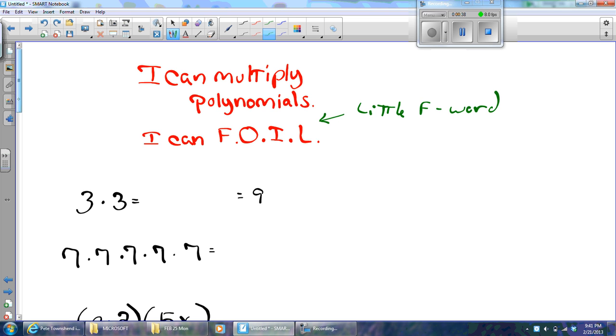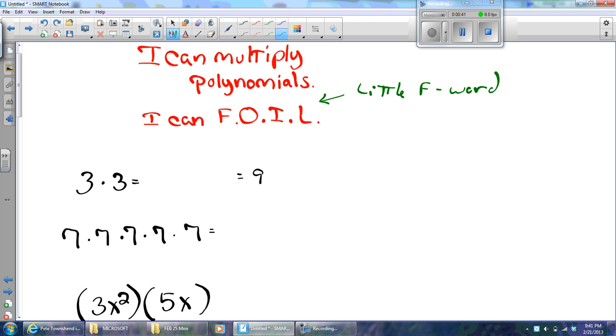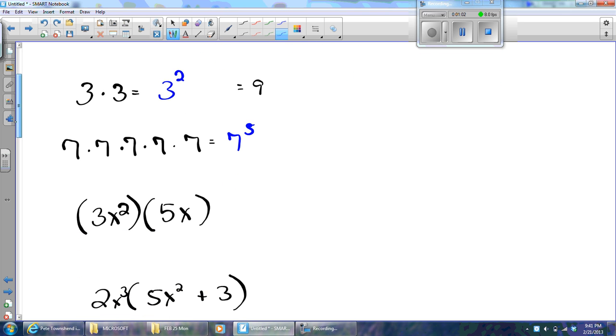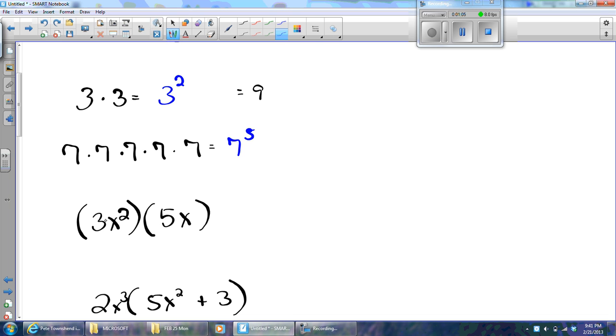Let's review really quick here. If I have 3 times 3, of course I know it's equal to 9, but can't I say that that's 3 to the second power, right? There's 2 3's being multiplied. 7 times 7 times 7 times 7 times 7, an easier way to say that is 7 to the 5th power. I know this is really review, but I'm setting us up to be successful. So we have 3x squared times 5x. I do 3 times 5 and I get 15. And x squared times x, if I put a little 1 there, would be x to the third.